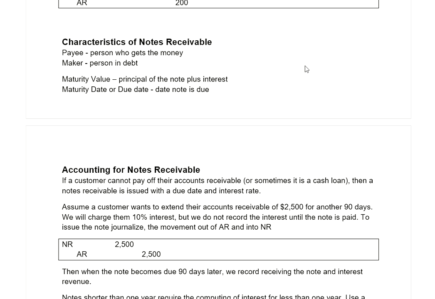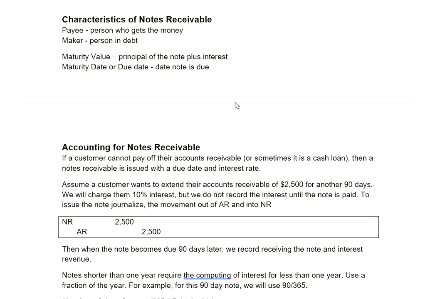But for now, terms we need to be familiar with: a payee is the person who gets the money. Maker is the person in debt. Maturity value is the principal of the note plus the interest revenue. And maturity date or due date is the date the note is due.